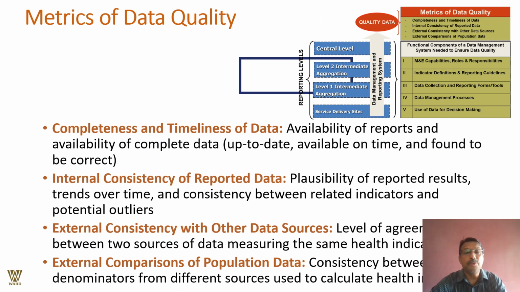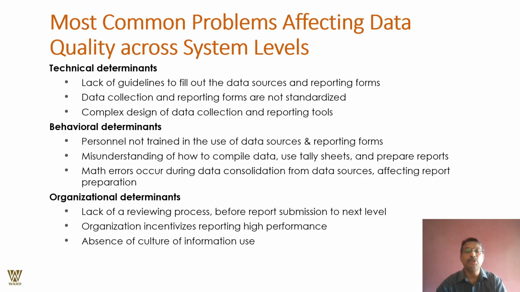Now we are talking about the metrics, the completeness and timeliness of data, availability of reports and availability of complete data, up to date, available on time, found to be correct. Internal consistency of reported data is all about plausibility of reported results, trends over time, consistency between related indicators and potential outliers. External consistency with other data sources, level of agreement between two sources of data measuring the same health indicator. External comparison of the population data, consistency between denominators from different sources used to calculate health indicators, and that is what we are looking into.